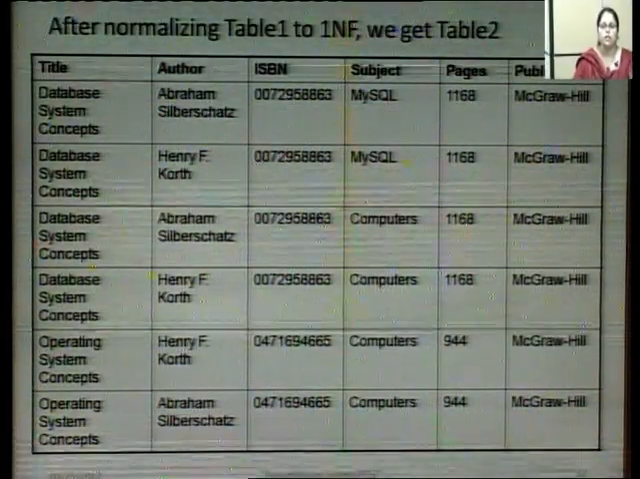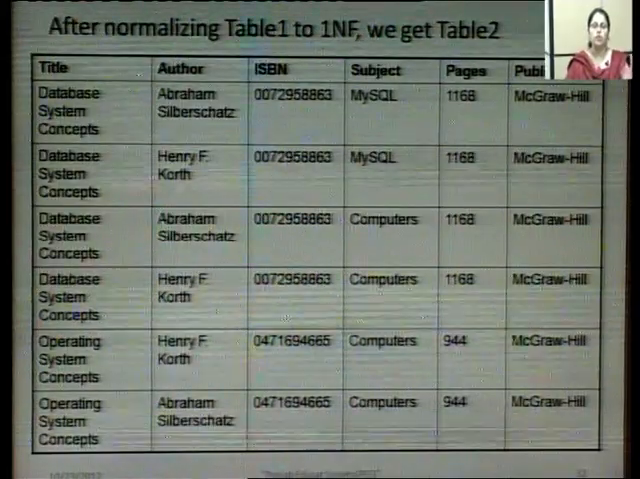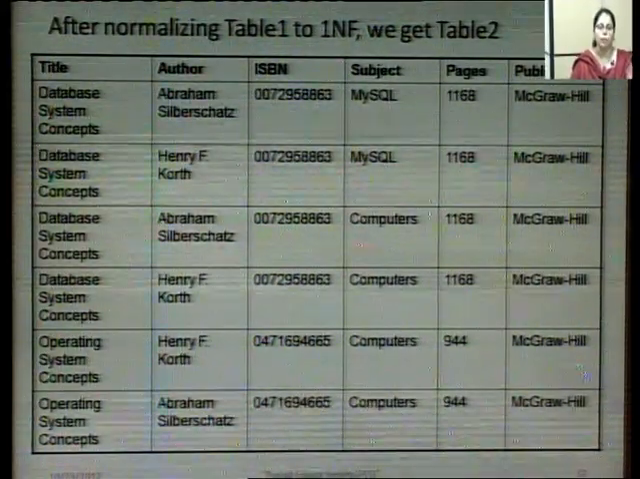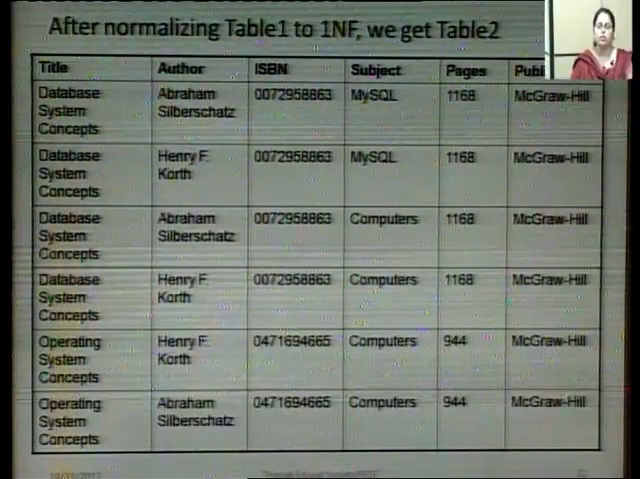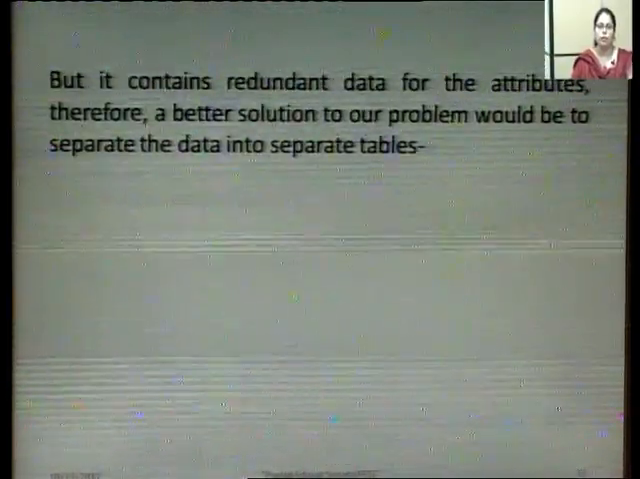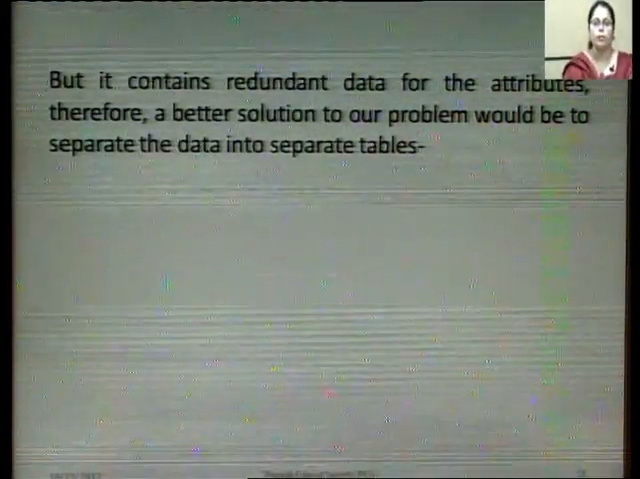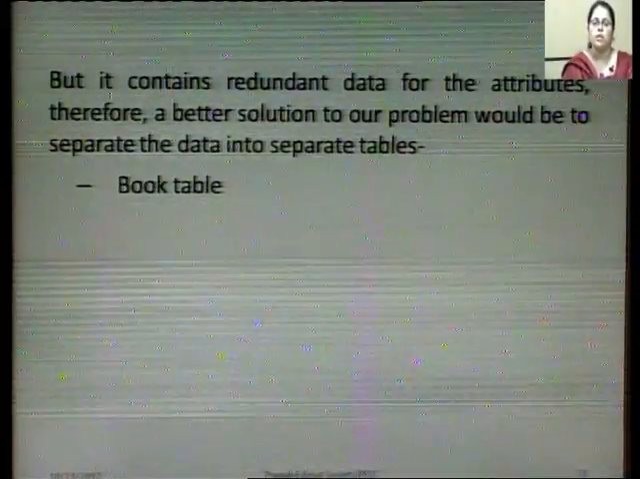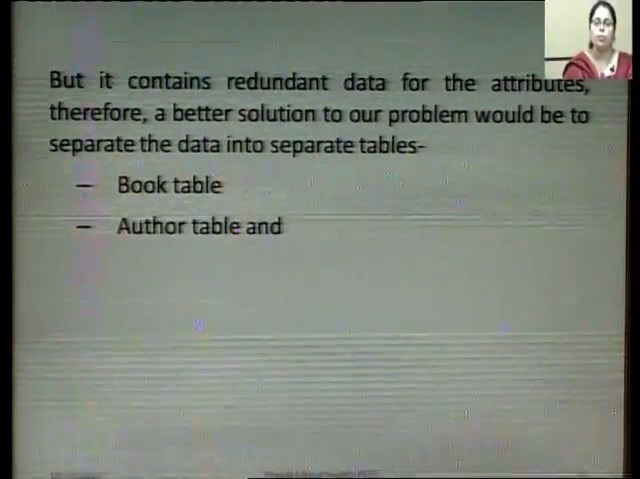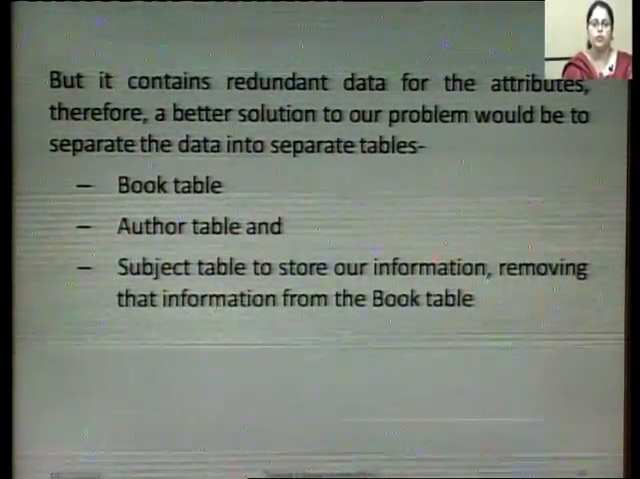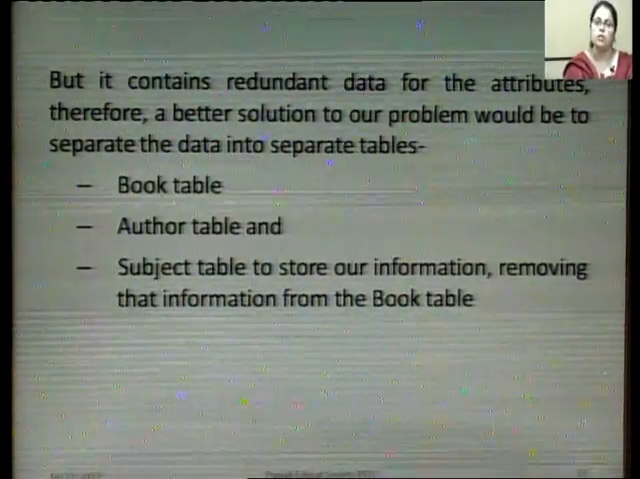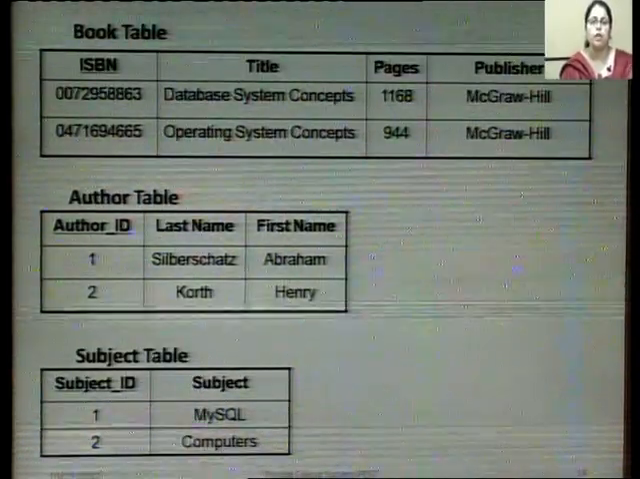Now again here we can see that for each value of the subject attribute, we have created a new tuple, but again this relation results in redundancy, as it contains redundant data for the attributes. Therefore a better solution to our problem would be to separate the data into different tables. First is the book table, that will contain only the information about the books. Author table, that will include the information about the author. Subject table, that will store the information regarding the subject only. So here are the tables.